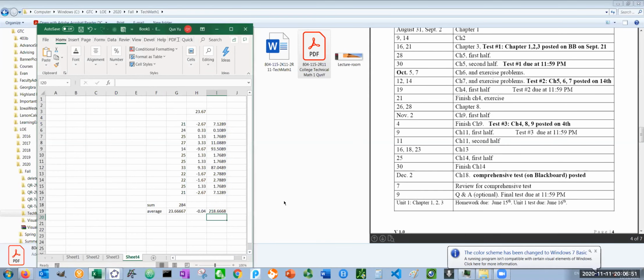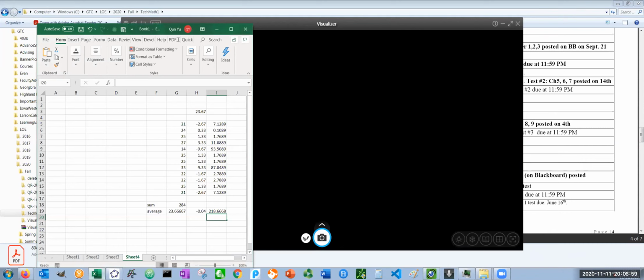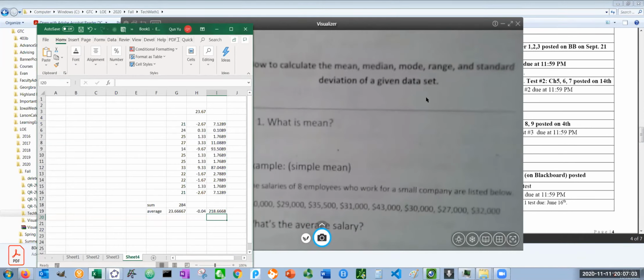I'm going to share my desk. Okay, give me a second. Yeah, this is my desk.